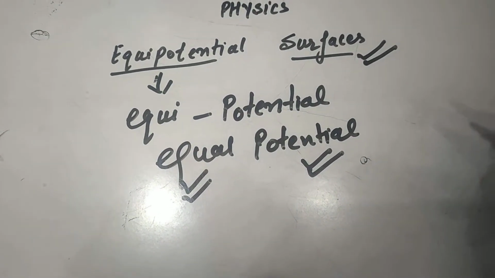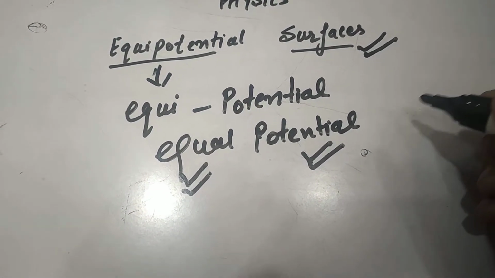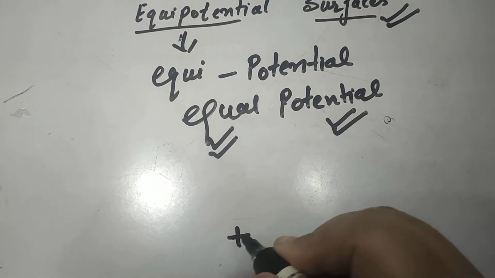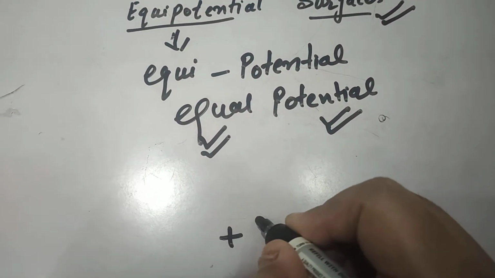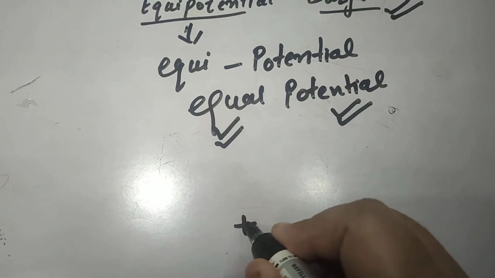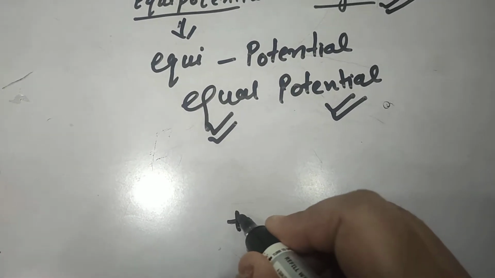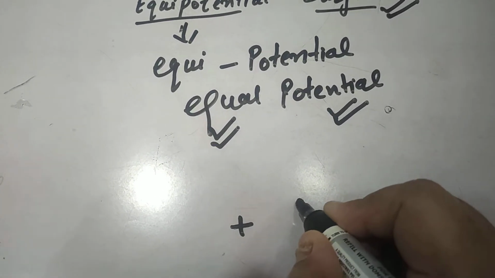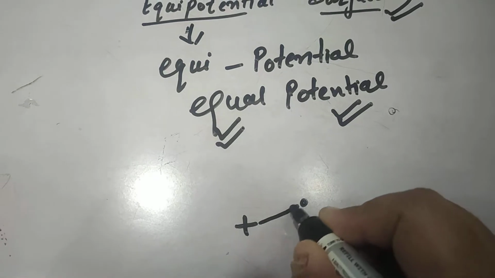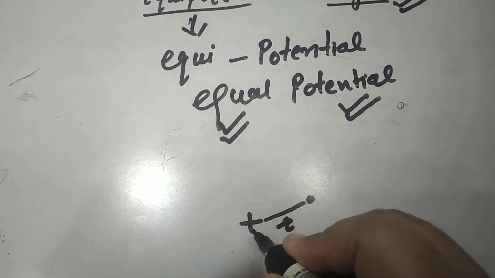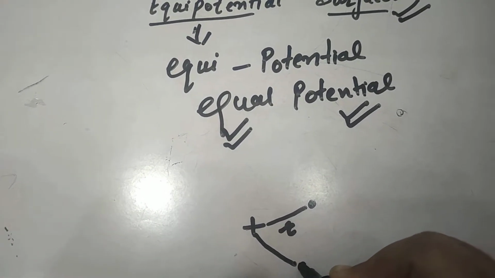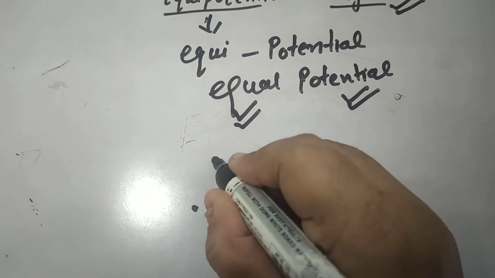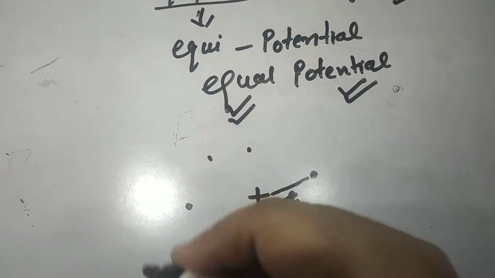Now how can these be created? This can be created only when the distance from the source charge is equal. For example, if we are having a positive source charge, suppose I draw a point here at distance R from it. Similarly, at equal distance R from it, I draw the next point, and similarly at equal distance if I draw these points.